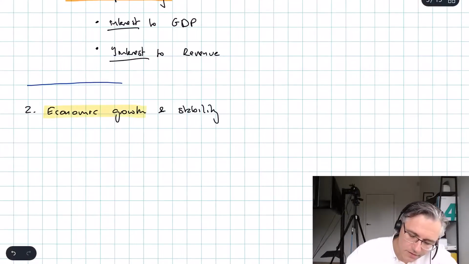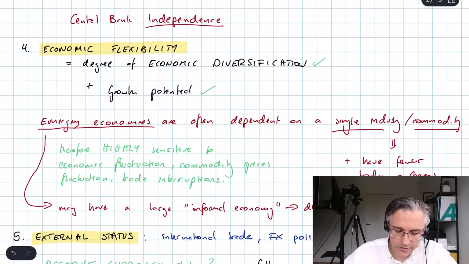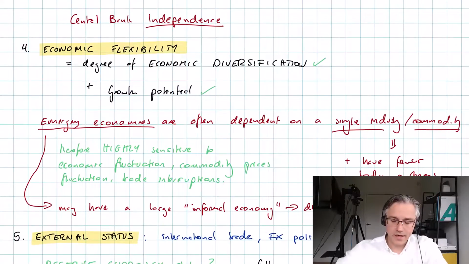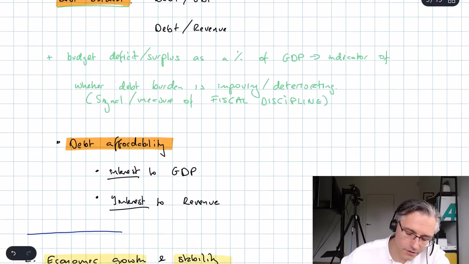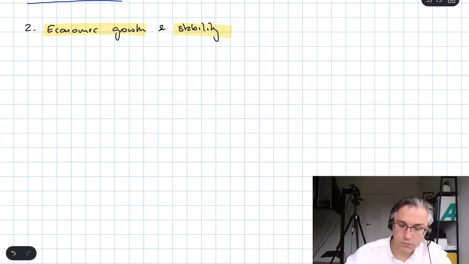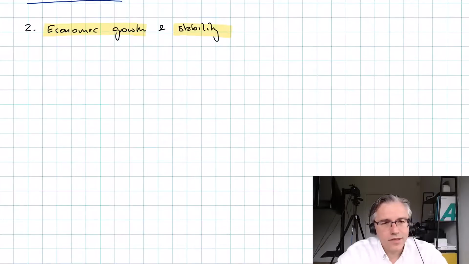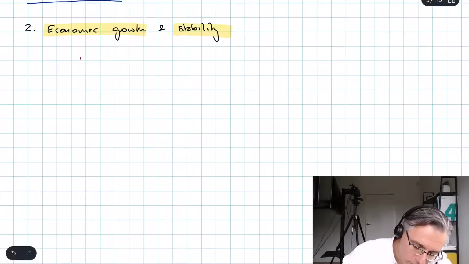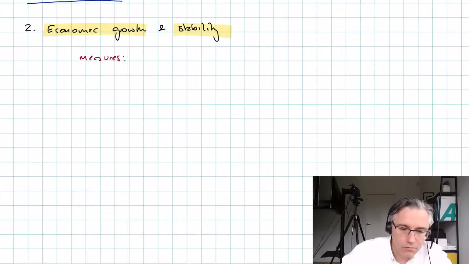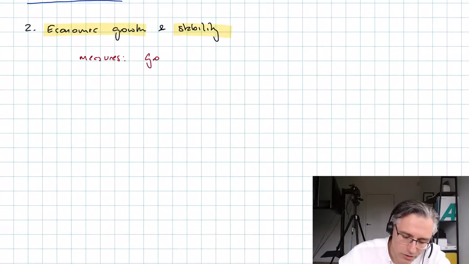Previously under qualitative factors we talked about economic flexibility, how diversified an economy is, what its growth potential is. Well, here it's just about growth and stability, but quantified. And the idea is that a wealthier economy, a more stable economy, is typically regarded as better positioned to withstand shocks, right? So how are we going to measure this? Well, we're going to look at measures of economic growth, but also volatility.